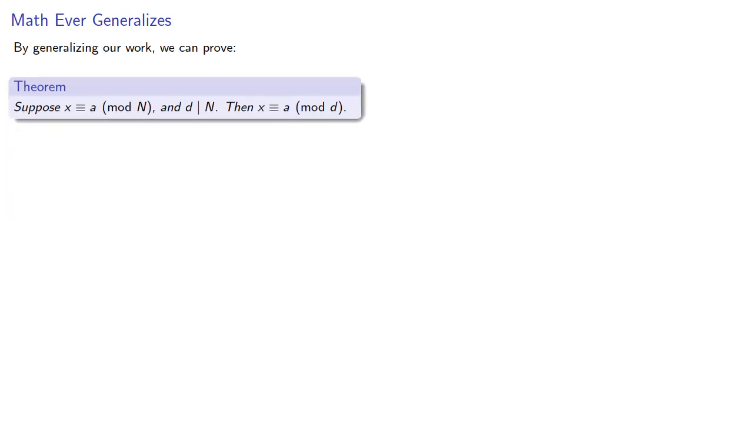by generalizing our work, we can prove the following theorem. Suppose x is congruent to a mod n and d divides n. Then x is also congruent to a mod d. We can prove this as follows. Prove this theorem as a homework problem.